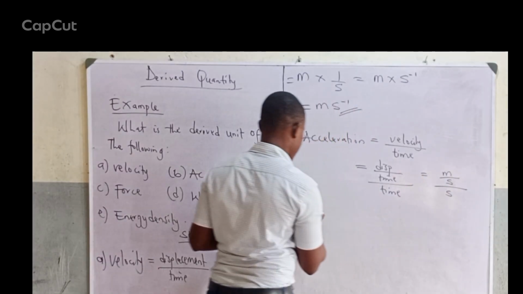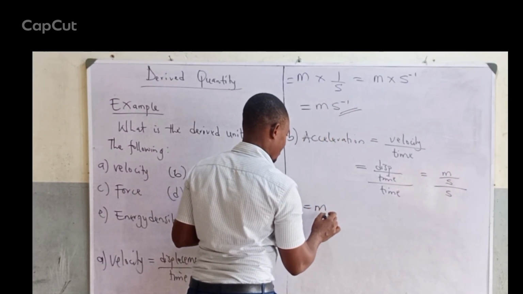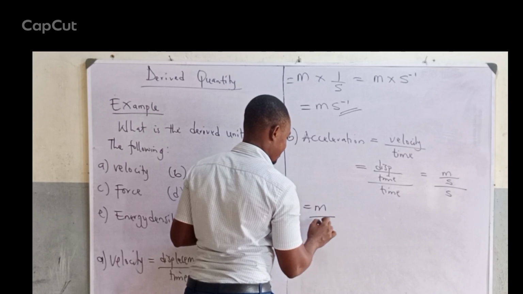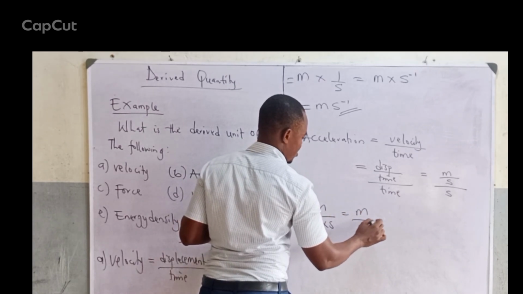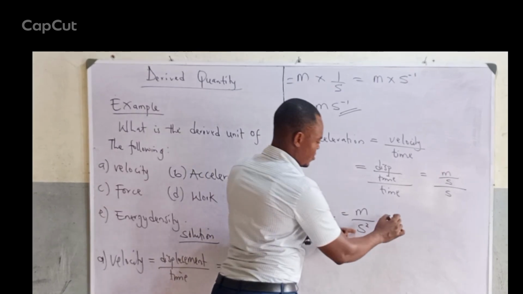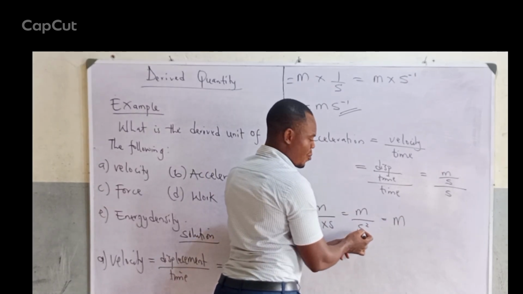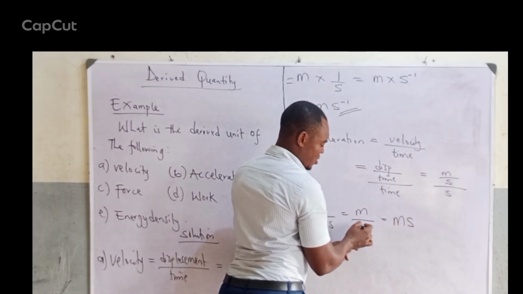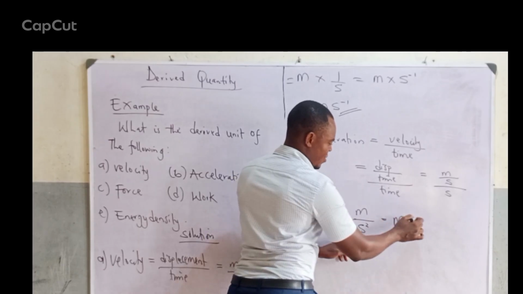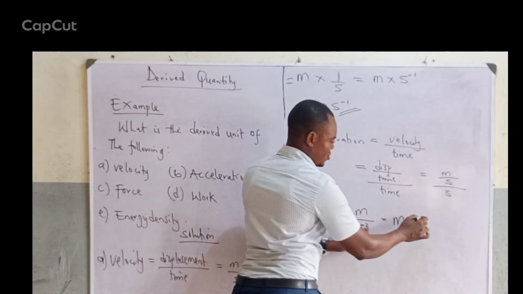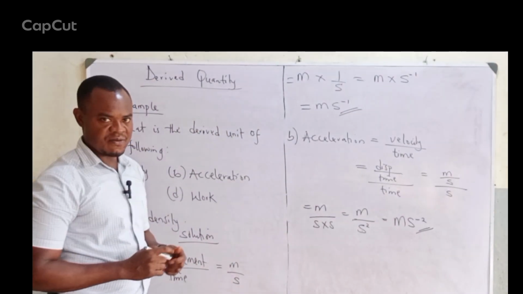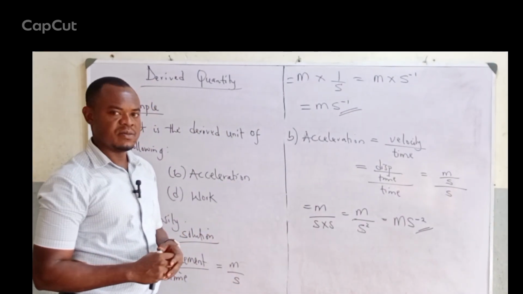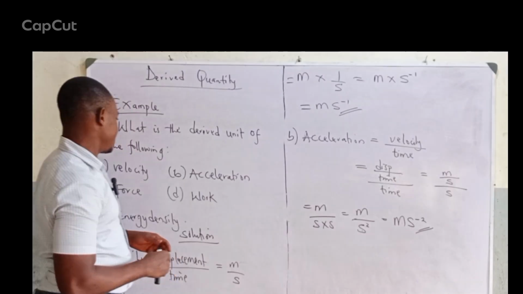So from here, we'll now have M over S times S, which is M over S squared. Linearly, we have M, and the S will come up because it's down, with minus the power 2: m s^-2. So this is meter per second square. Very simple.